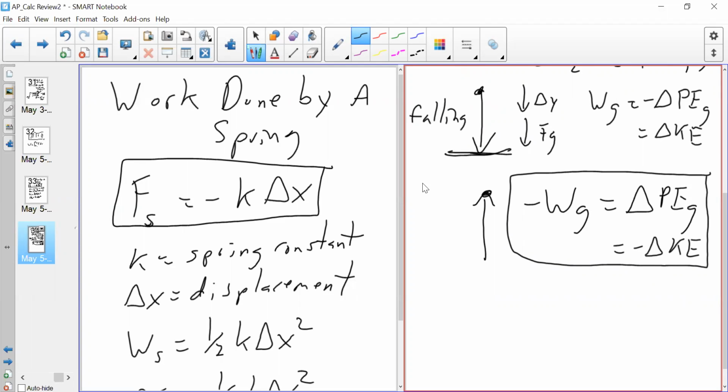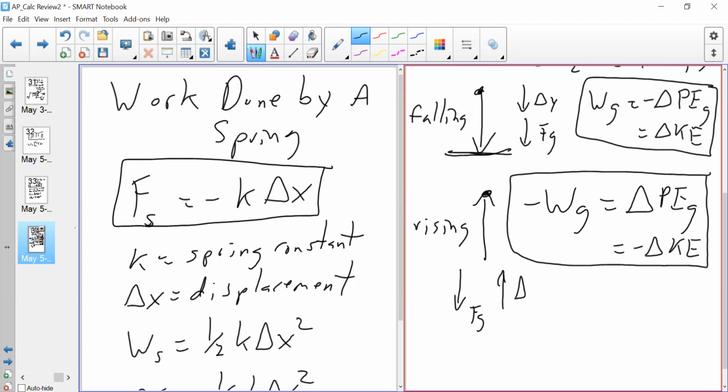So this is a falling case, and this is a rising case. For this scenario, the force of gravity is downward and the vertical displacement is upward. So that's a negative work. The vectors are 180 degrees displaced or apart from each other.